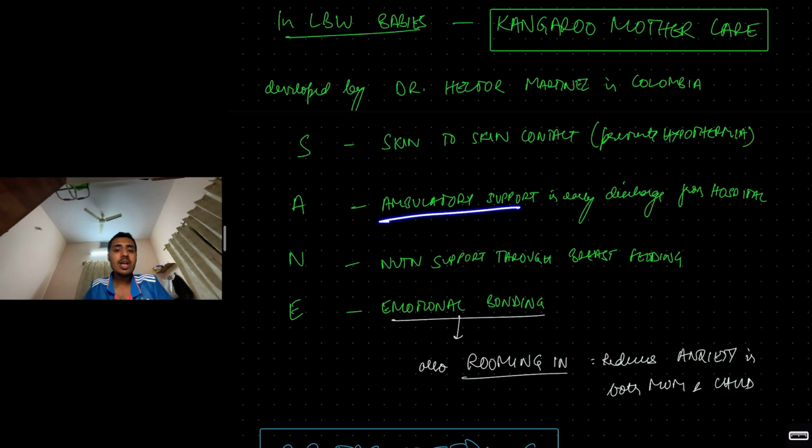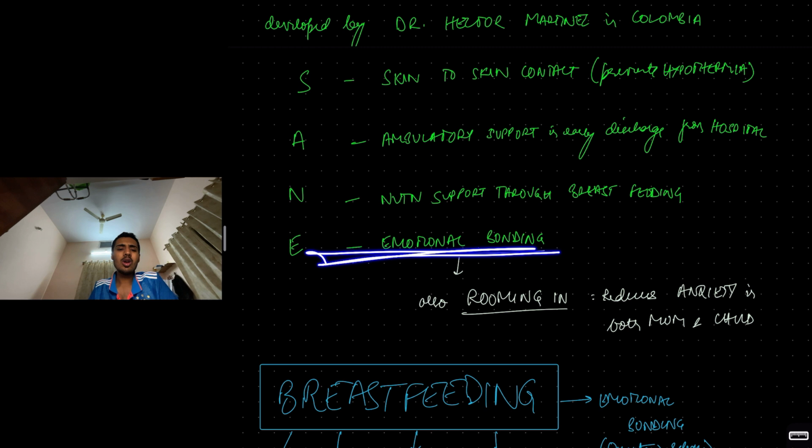A, ambulatory support in case of early discharge from the hospital. N, nutritional support through breastfeeding. If the baby is constantly kept on the mother's chest, then the efficiency of breastfeeding will also increase, so nutritional support is given to the baby. E, emotional bonding. By always keeping the baby so close to the mother, there is better emotional bonding between the mother and the baby. So kangaroo mother care, very very important. Low birth weight babies: skin to skin contact prevents hypothermia, ambulatory support, nutritional support through breastfeeding, emotional bonding.